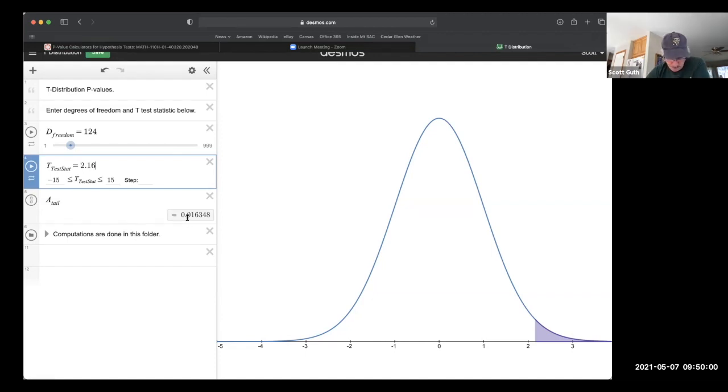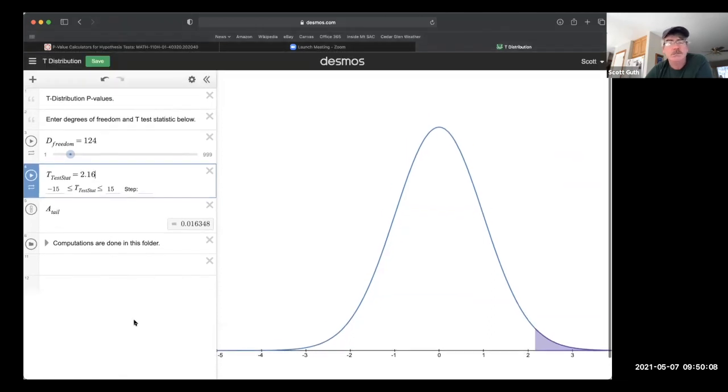We had written 0.0151, which is pretty close, and good enough for government work, I suppose.